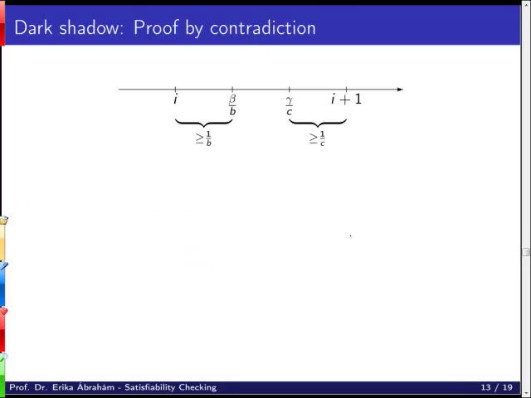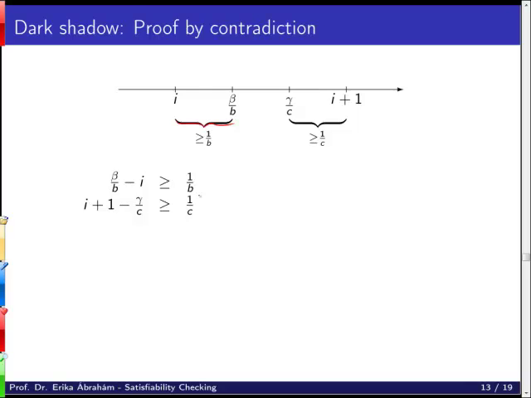So I just write it down. That means beta divided by b minus I, this is this distance, is larger or equal to 1 divided by b. And I plus 1 minus gamma divided by c, this distance is larger or equal to 1 divided by c.